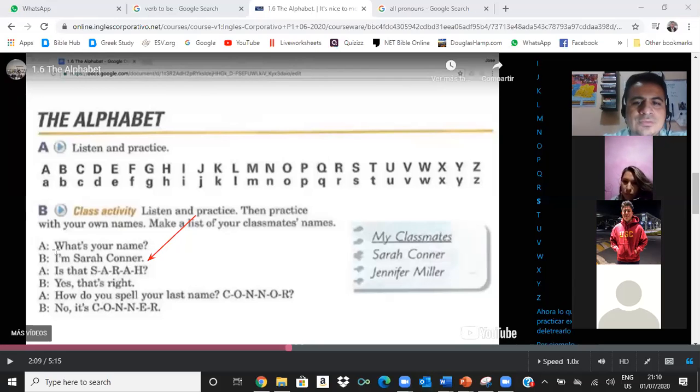A-L-V-A-R-A-D-O. Okay. Y después cambian entre las dos personas y ahora le toca a la otra persona practicar. Do you see? So, estudiante número uno dice, what's your name? El número dos da su nombre. My name is José López.